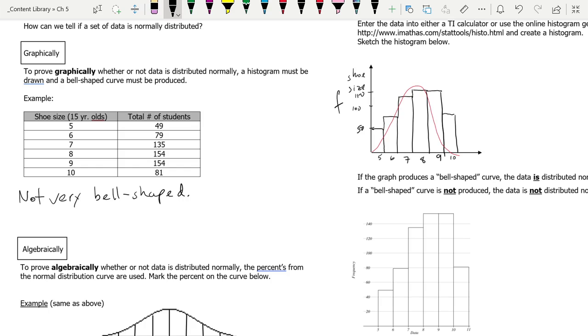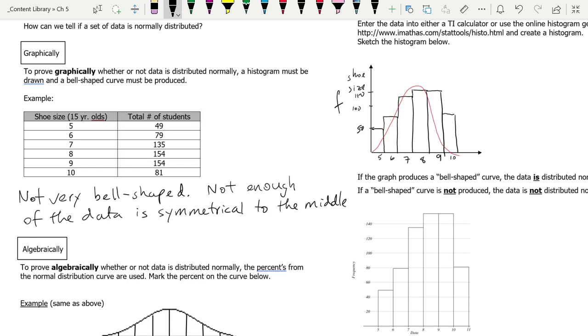That's our conclusion. And how about, not enough of the data is symmetrical to the middle. There's a name for this, right? It seems to be bulging a little bit on this side. We call that skewed. Skewed to the right.